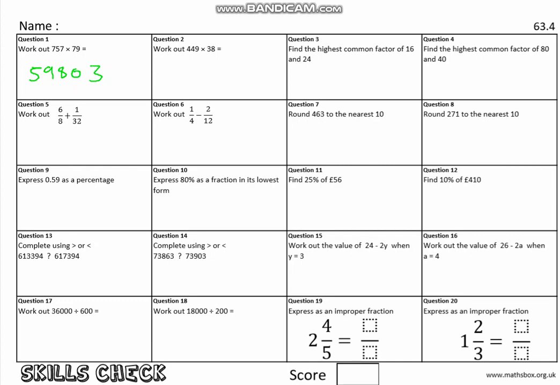So we'll have a go at the next one. So we've got 449 times 38. So 8 times 9 is 72, so we're going to write that like this. 8 times 4 is 32, and then we'll add the 7, so that makes it 39. And then 8 times 4 is 32 again, but plus the 3 is 35, so we've got 3,592. Draw a line under that.